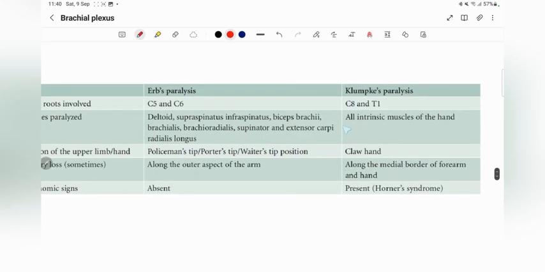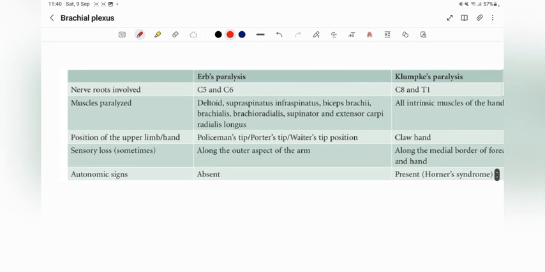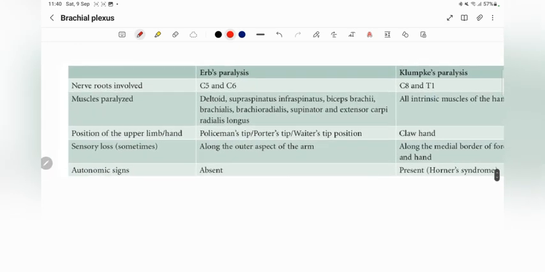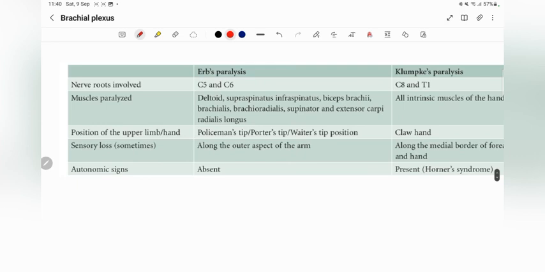In Klumpke's paralysis, all the intrinsic muscles of the hand will be paralyzed due to the involvement of the nerves which are supplying the intrinsic muscles. Now, position of the upper limb, the typical feature is policeman's tip hand position. In Klumpke's paralysis, there will be claw hand. So, we will be learning about the claw hand when we talk about each nerve in detail.